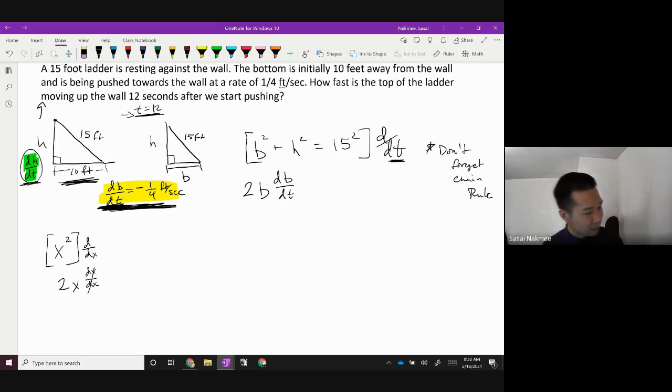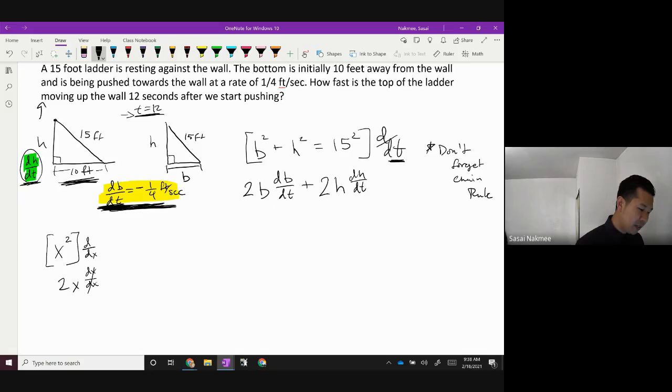All right, 2b db dt plus the derivative of h squared. Derivative of h squared is going to be 2h, and again, don't forget the chain rule, dh dt, right? And then what's the derivative of 15 squared? Please don't write down 2 times 15 to the first power. 15 squared is just a constant. Derivative of a constant is just going to be 0. And there we go. We have our new equation that relates db dt with dh dt, right?